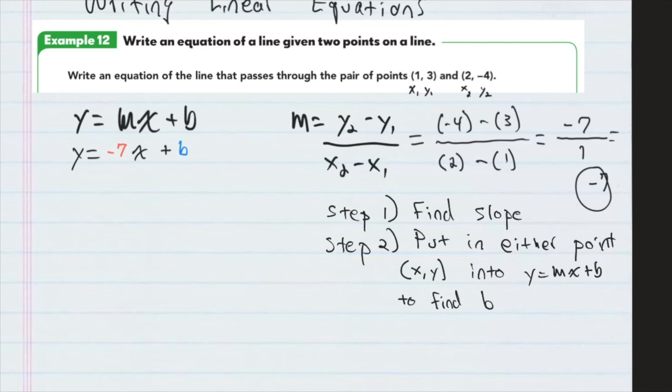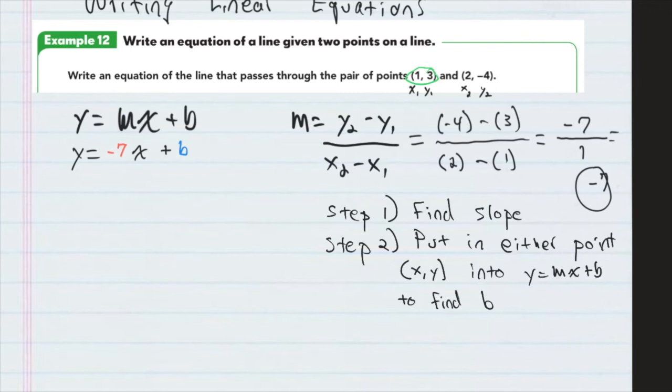So I'm going to use the point 1, 3 because it's easier. If I look at the second point, I've got a negative number. Whenever you have negative numbers, it's easier to make a mistake. So find whichever point is easiest. It won't matter which one you use though, because the slope is going to be the same between the 2 points. So it won't matter if you use this first x and y or the second x and y, you just can't mix them up. So you can't do like 1 and -4.